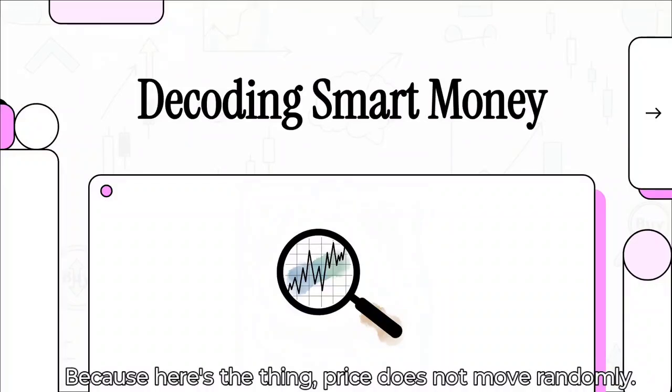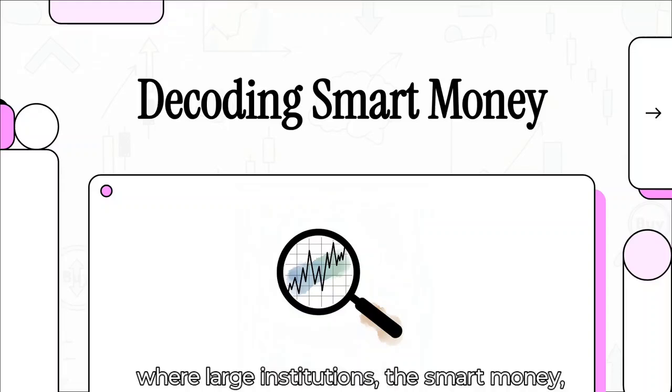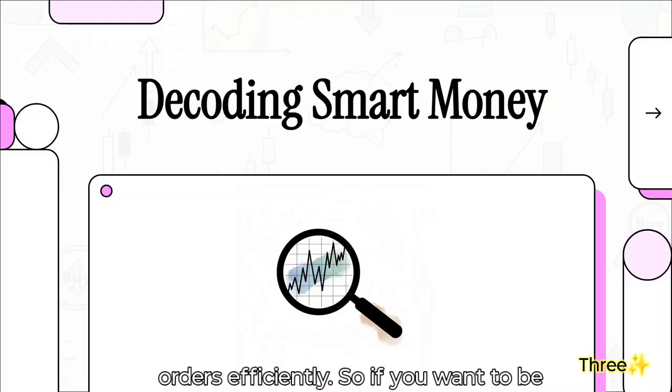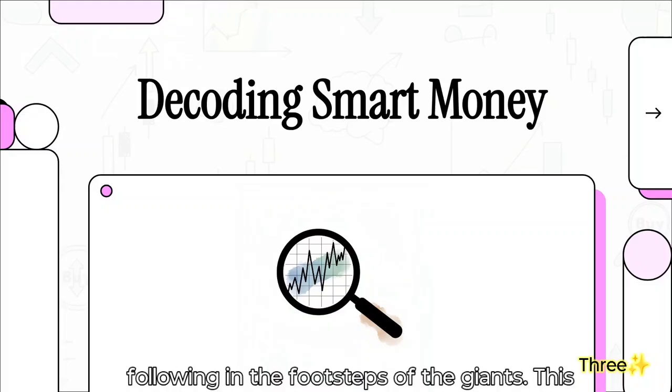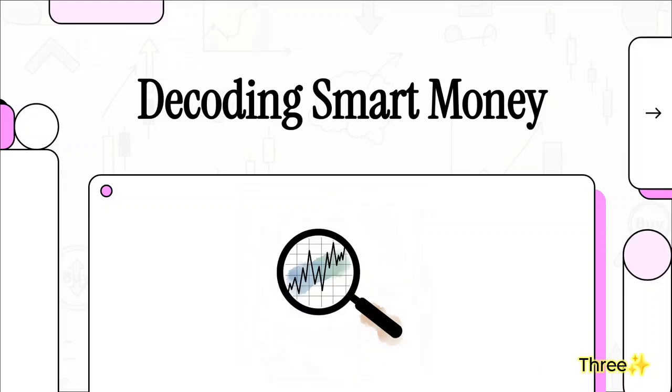Because here's the thing, price does not move randomly. It's deliberately delivered to highly specific areas where large institutions, the smart money, can execute massive orders efficiently. So if you want to be profitable, you've got to stop being the liquidity and start following in the footsteps of the giants. This masterclass explainer is your deep dive into how institutional players actually dictate the markets.